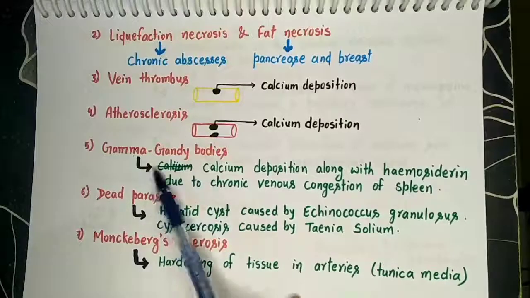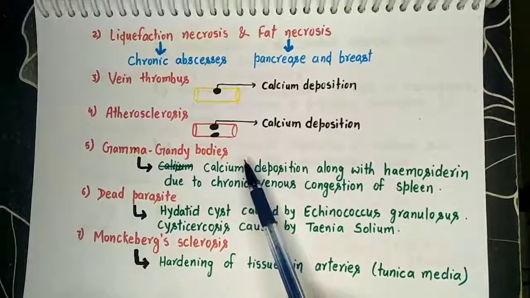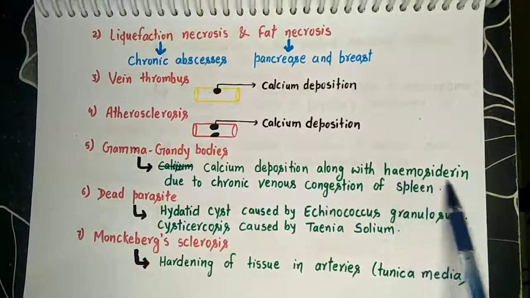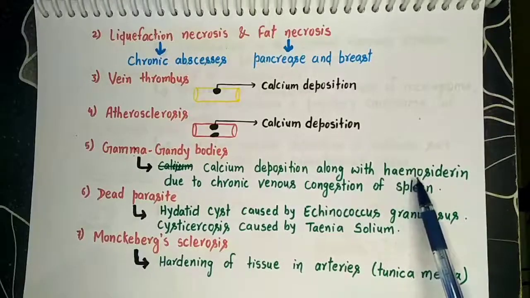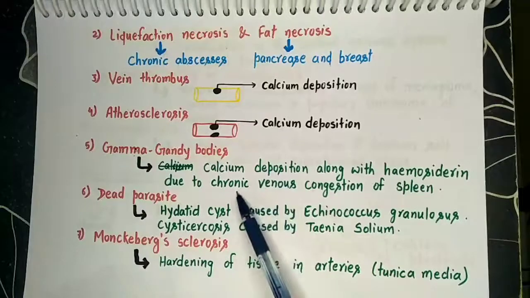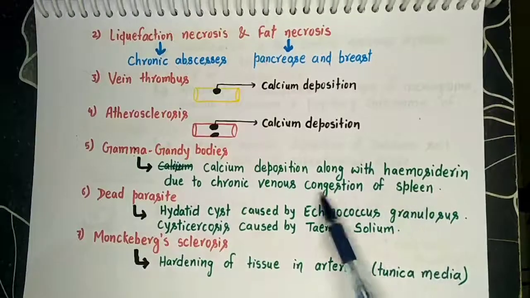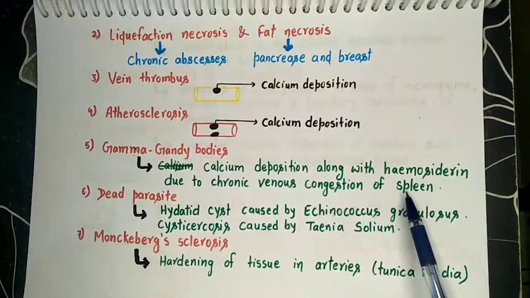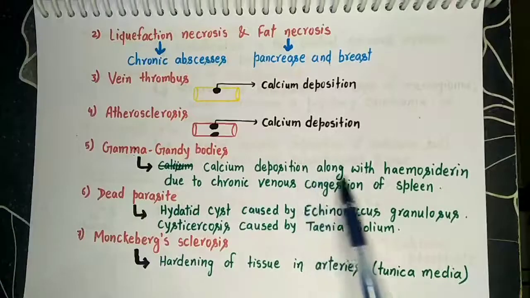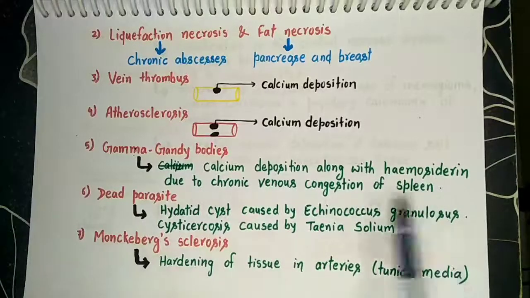Next one is Gamna-Gandy bodies. Gamna-Gandy bodies are also a form of calcium deposit along with hemosiderin. Hemosiderin is a type of iron pigment. These Gamna-Gandy bodies are formed due to chronic venous congestion of the spleen. That means due to congestion of the veins of the spleen, there will be deposition of calcium along with hemosiderin in the veins of spleen.